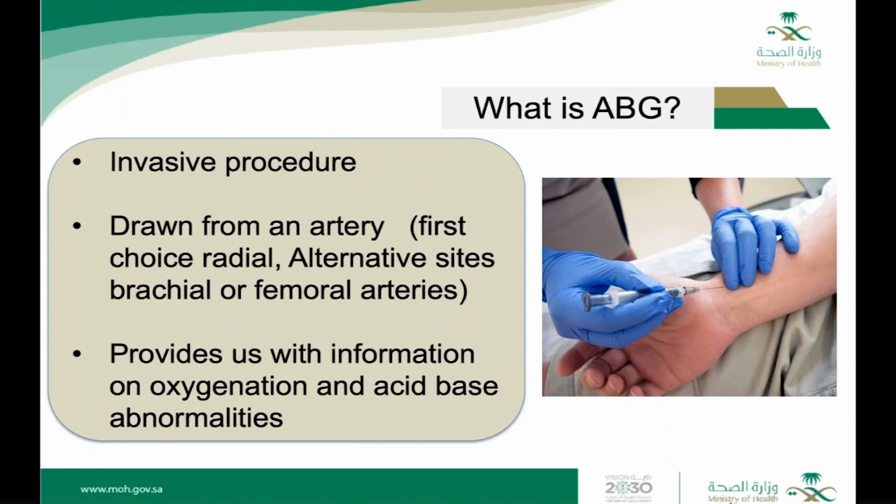So initially, let's talk about our introduction about the arterial blood gas. It's an invasive procedure, and usually it has to be drawn from the artery. The first choice is the radial artery, and there are alternative sites to get the arterial blood gas, such as brachial, femoral, or dorsal as well. Also, blood gas provides us with information on oxygenation and acid-base status.